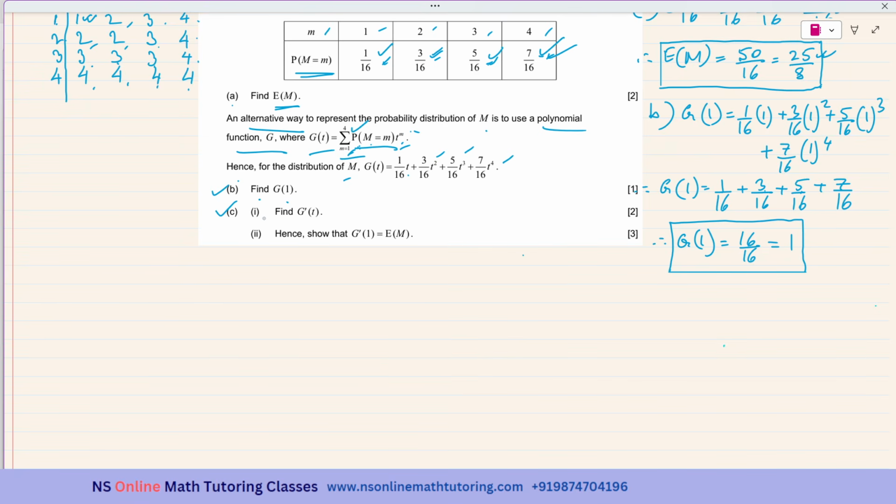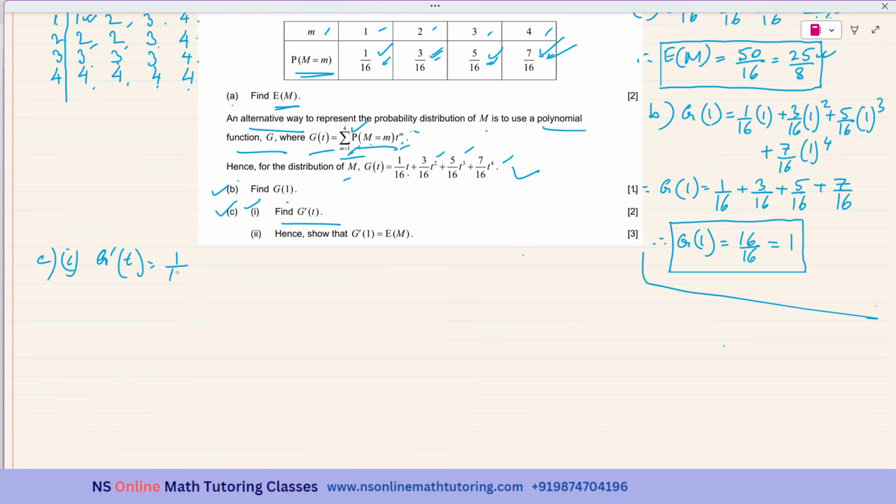Subpart C has two further subparts. The first subpart i is saying find g prime of t, the first derivative. Okay, so C i: g prime of t should be equal to, we will be differentiating this with respect to t.